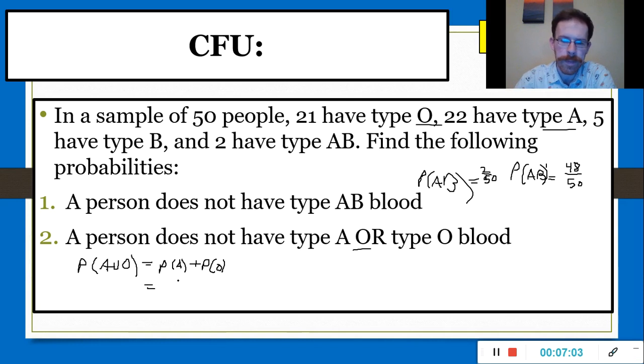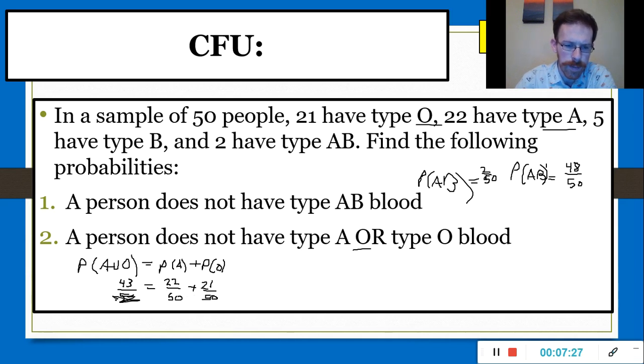Well, what's the probability of type A? 22 out of 50. Let me go back and simplify that later. And type O is 21 out of 50. That means total out of this, its union is 43.